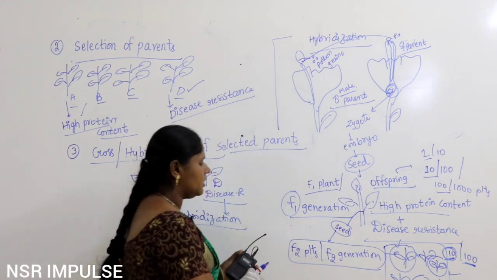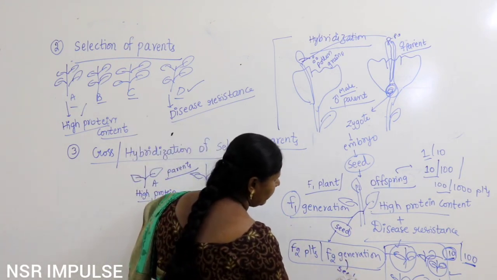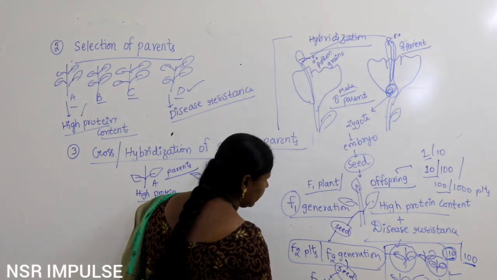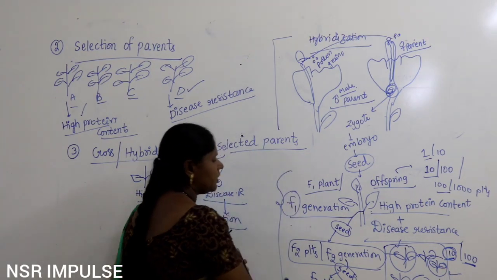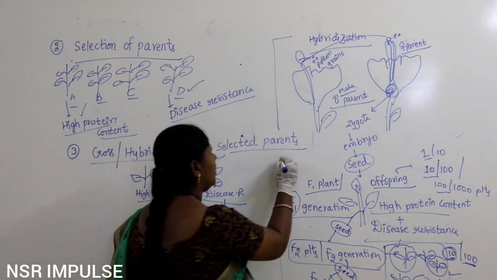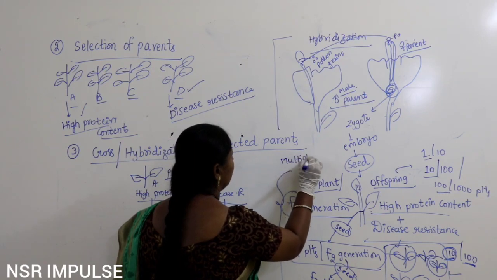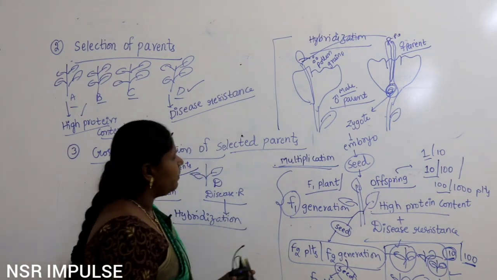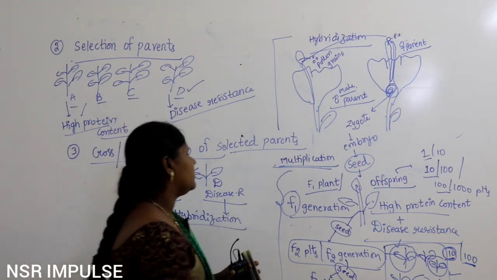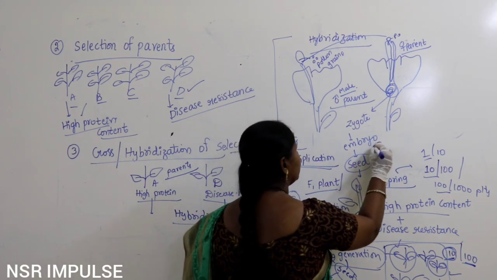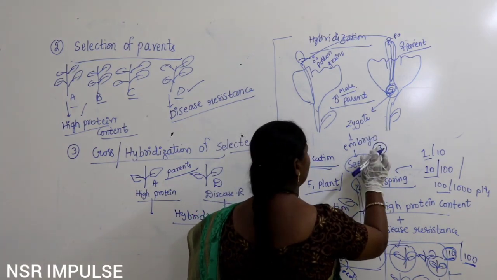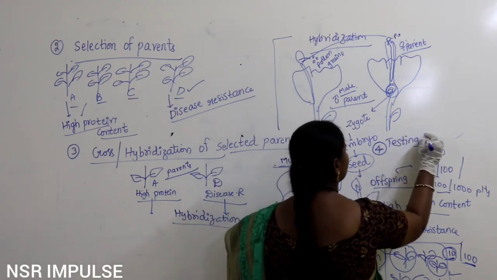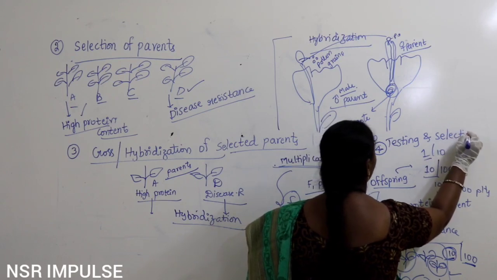Right. Again I will take the seed from this. Again I will put it in the soil. Like that, F3 plants will come. From them F4 plants will come. Like that, for a number of generations we go for what is called multiplication. This multiplication itself is called the third important step, that is nothing but selection of superior, or the fourth important step, that is testing and selection of superior recombinant.